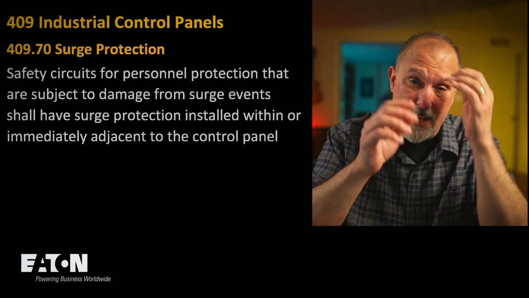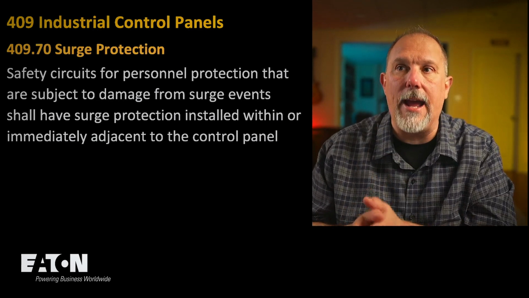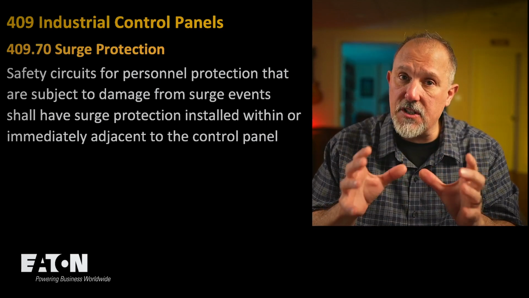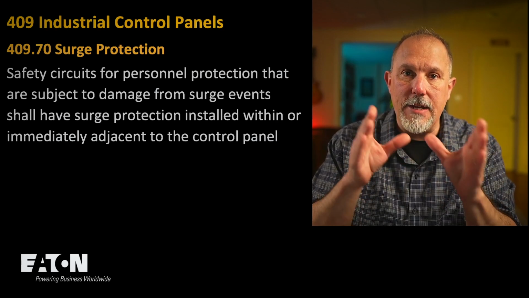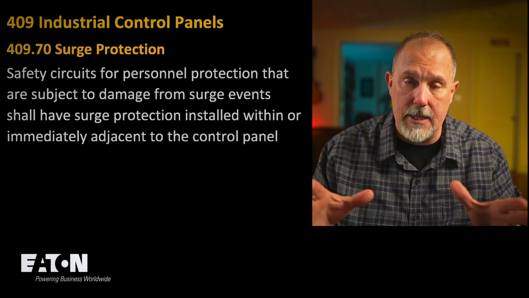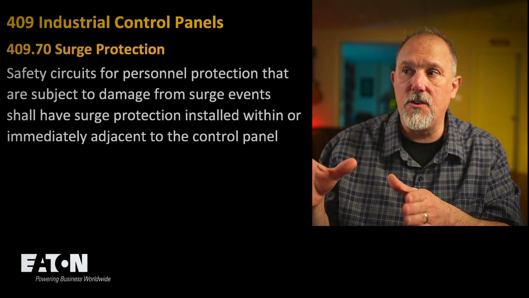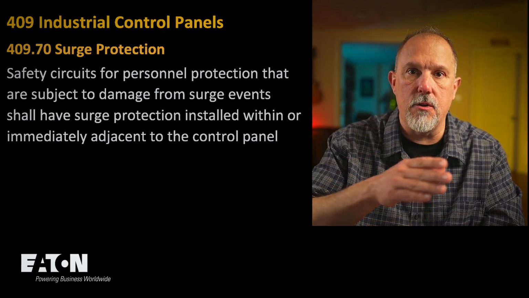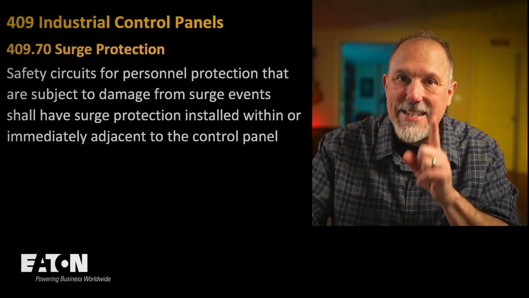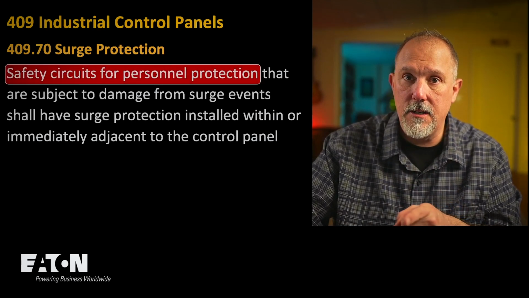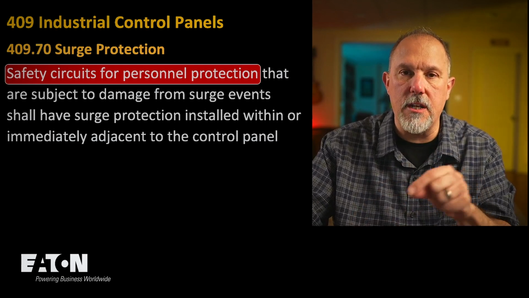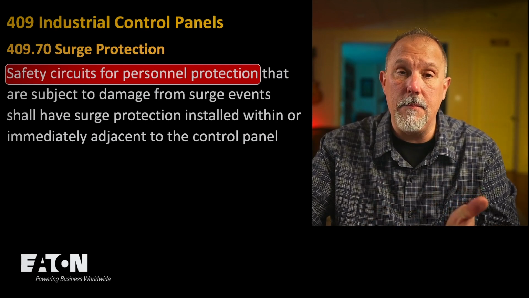Once we know we're in Article 409, let's take a look at the requirements of 409.70. And you've got to parse this out and look at every aspect to completely get when you need to apply a surge protective device on an industrial control panel. The first gate that you need to pass is that it is a part of a safety circuit for personnel protection. Now, what does that mean?